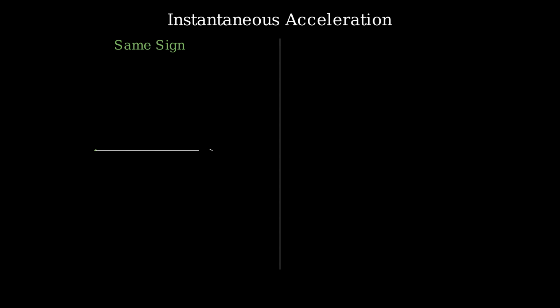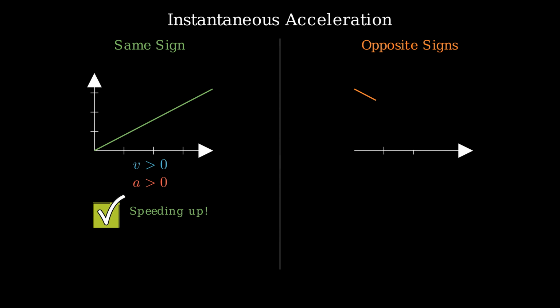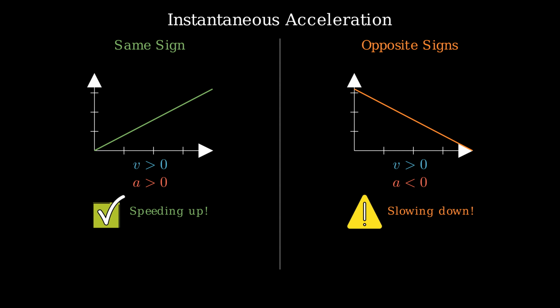Now, here is an important distinction. When velocity and acceleration have the same sign, the object is speeding up. When they have opposite signs, the object is slowing down.